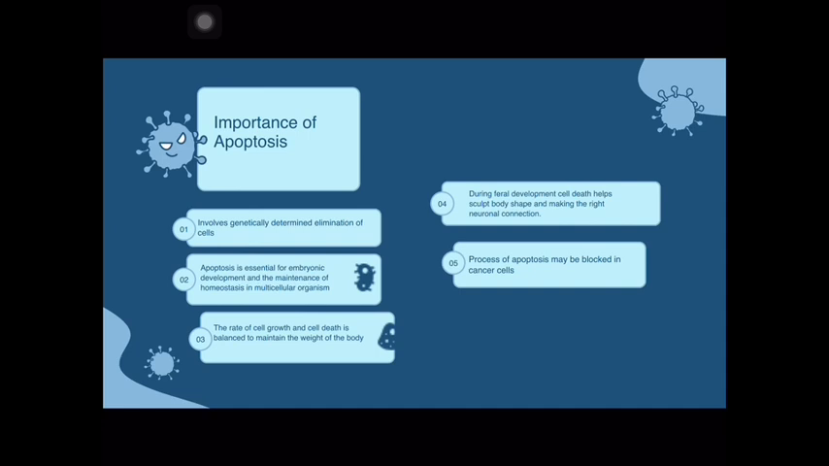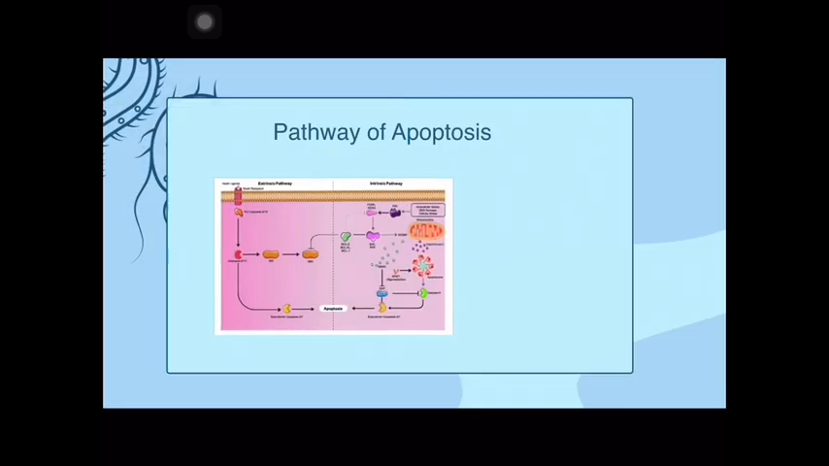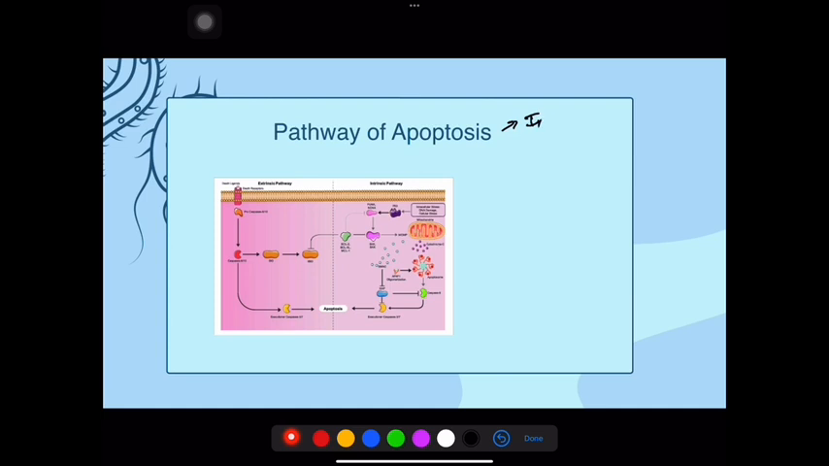Here comes Kavya to explain pathways of apoptosis. Hi guys, now we are going to see the two pathways of apoptosis. The two pathways of apoptosis are intrinsic and extrinsic. In intrinsic, the signals come from the same cell, and in extrinsic, the signal or the enzyme acts from the outside of the cell. So what is the intrinsic pathway? We will see in brief now.